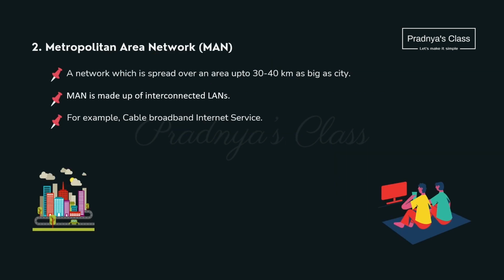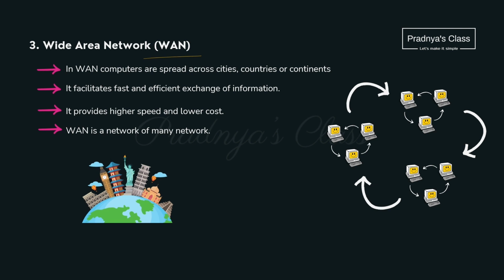The second type of network is metropolitan area network. This network is spread over a city within 30 to 40 kilometers. We can connect different LANs also to a MAN. The example is cable network. Here is the third one, that is WAN, wide area network. It spreads over cities, countries or even continents. It provides fast and efficient exchange of information. It is nothing but the internet. It provides high speed at the lower cost. In WAN, the smaller networks are connected to each other.